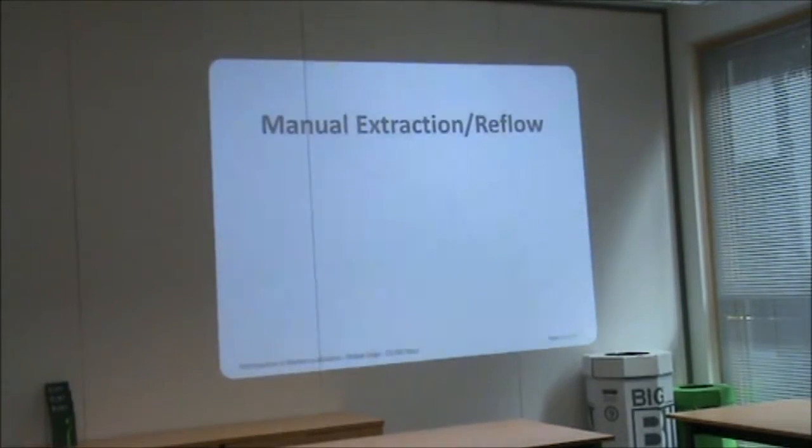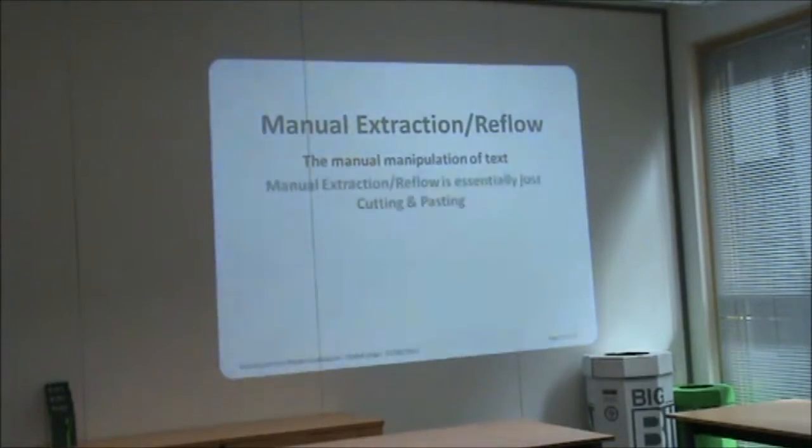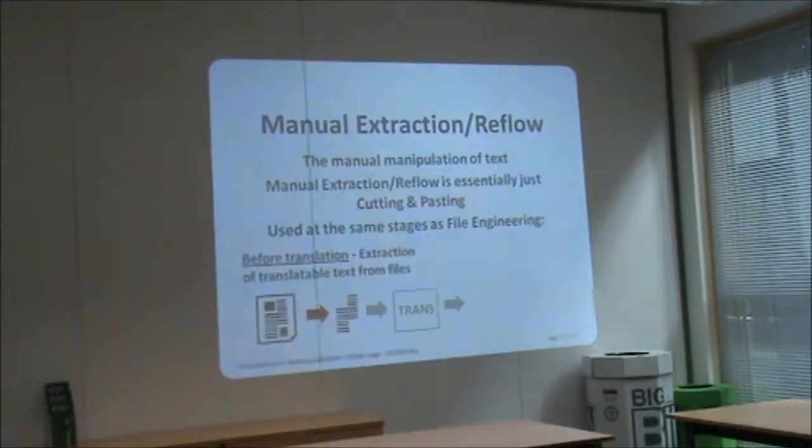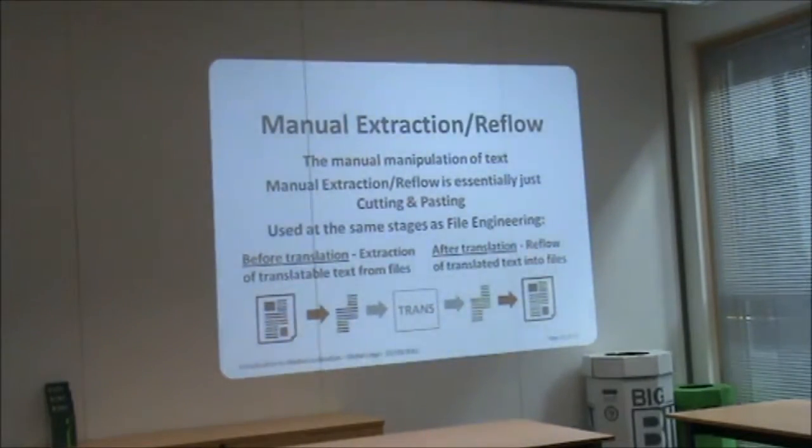So the next thing is manual extraction. This is basically the same thing we're doing, but this time it's manual manipulation. So this is essentially just cutting and pasting. As I said before, it's taking that text out manually, but in effect it's exactly the same thing. We're extracting text before translation, ready for translation, and afterwards we put it back in again.